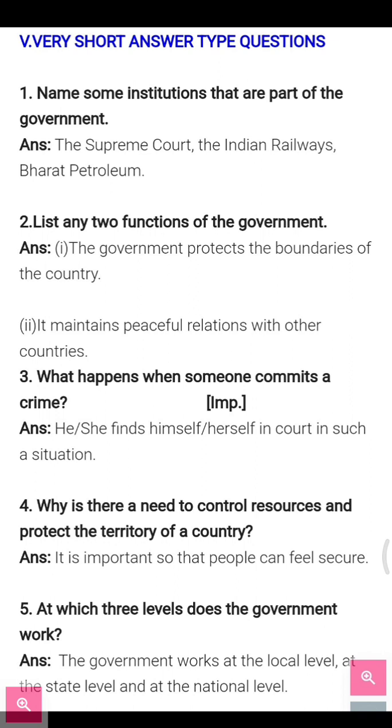Question number 3. What happens when someone commits a crime? She finds herself in court in such a situation. Question number 4. Why is there a need to control resources and protect the territory of a country? Answer, it is important so that people can feel secure. Fifth, at work, which 3 levels does the government work? Answer, the government works at the local level, at the state level and at the national level.